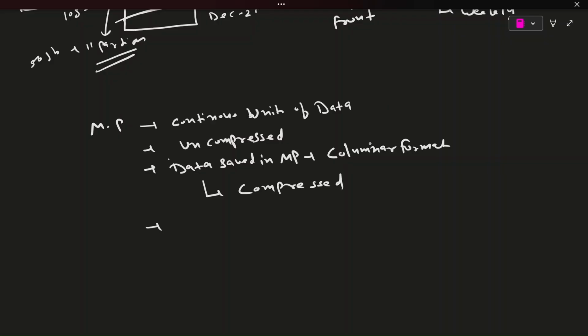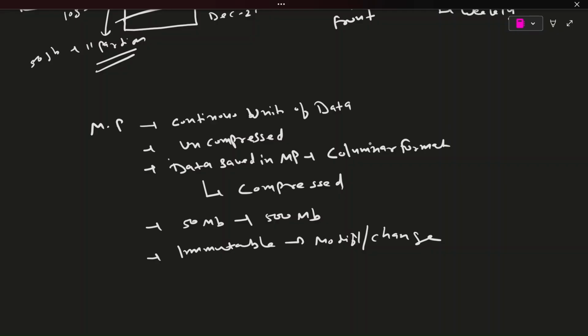The size of a micro-partition starts with 50 MB and goes up to 500 MB. And these micro-partitions are immutable, which means once created, you cannot modify them, cannot change them. So basically, these are the properties of micro-partitions.